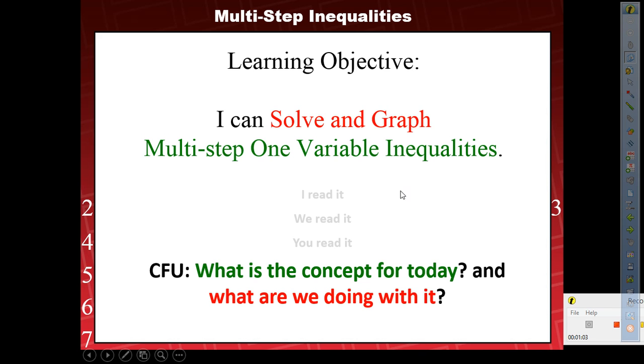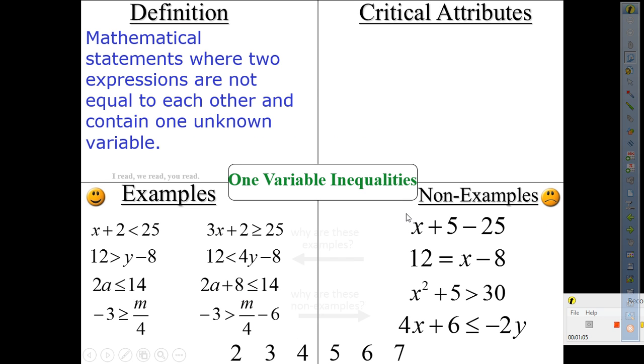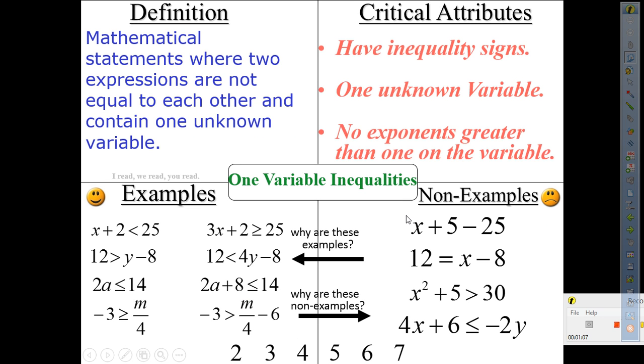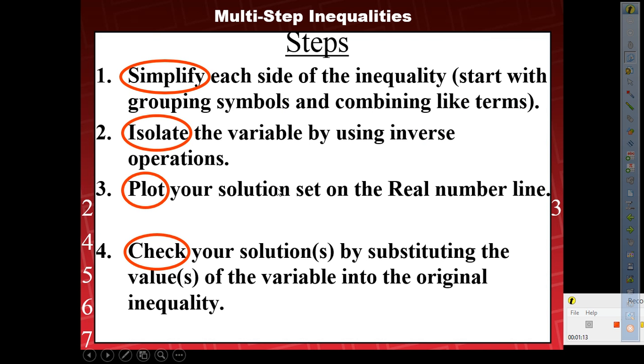So we already know what one variable inequalities are. We don't need a Frayer model. We already know our steps because we use the same steps as solving equations. Remember that? Simplify, isolate, plot, and check. So let's get straight to practice.